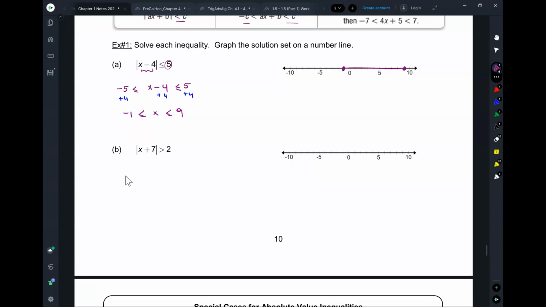Okay, next one. Here the distance has to be greater than 2. That's an or inequality. So I say x plus 7 is less than negative 2 or x plus 7 is greater than positive 2. And if I subtract 7, then I have x is less than negative 9 or x is greater than negative 5. Okay, so x is greater than negative 5, x is less than negative 9.